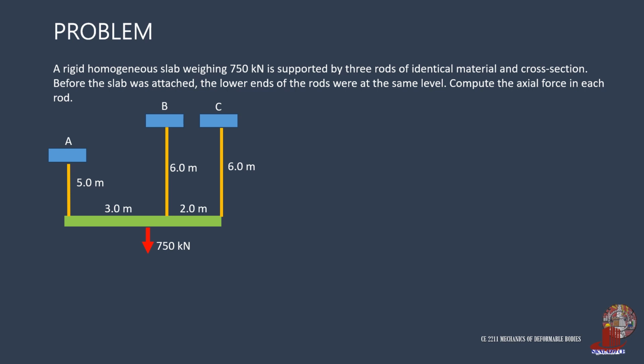Let's analyze the system further. With a load of 750 kilonewtons and the uneven spacing of the rods, the slab will then be tilted like shown. Measuring the deformation, we note that the deformation at point A will be greater than the other 2 rods as it carries more load. Now that we have analyzed the deformations, how do we relate them to each other so that we can create the third equation?